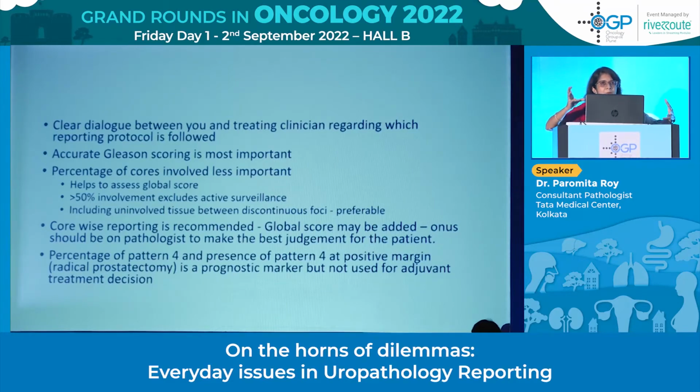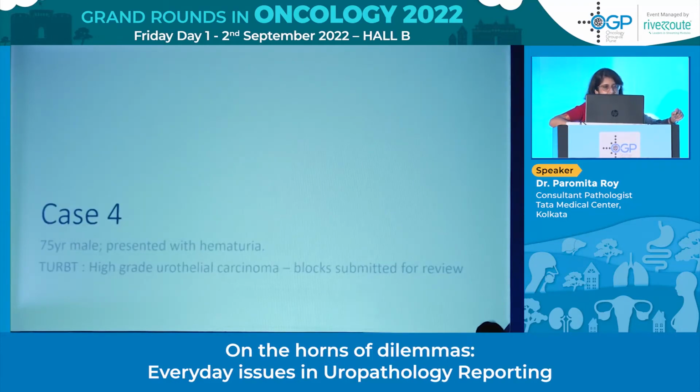Give a global approximation, because sometimes you can have a 1 millimeter fragmented core which is 100% involved, and sometimes you can have a 10 millimeter core which is 1 millimeter involved. We all know that. So that impression your clinician who's not seeing the slide cannot make. So you are the best judge. We tend to indicate this to the patient in our MDTs. And percentage of pattern 4 is only important in radical prostatectomy patients. Otherwise, it is a prognostic marker. It's good if you can do all of this in your report, but currently for management, it's not really used.